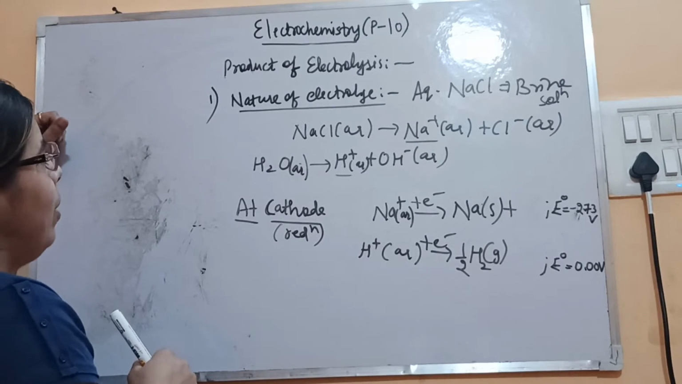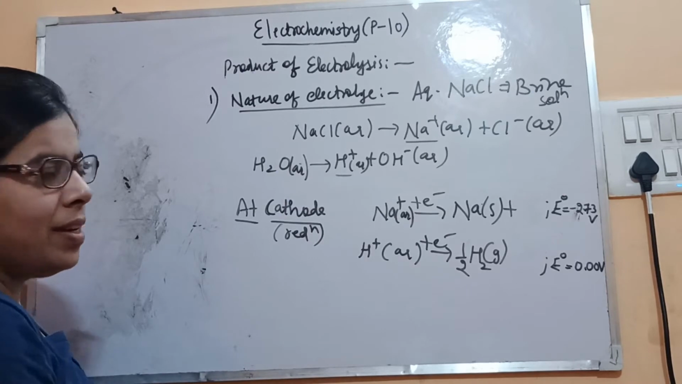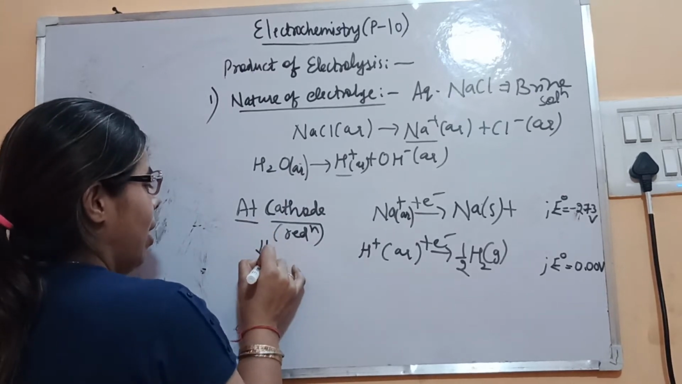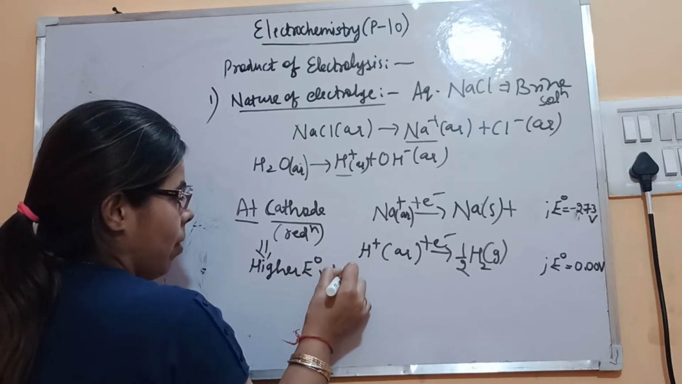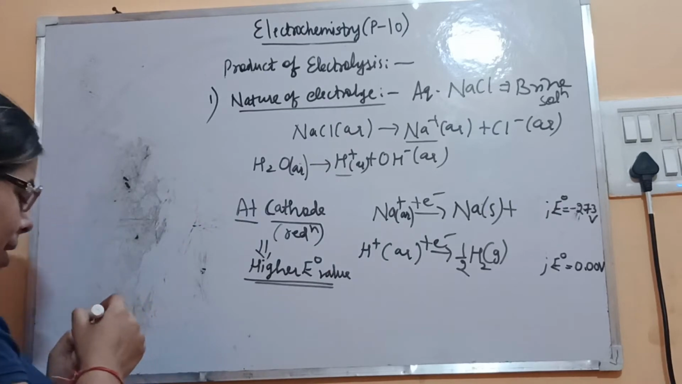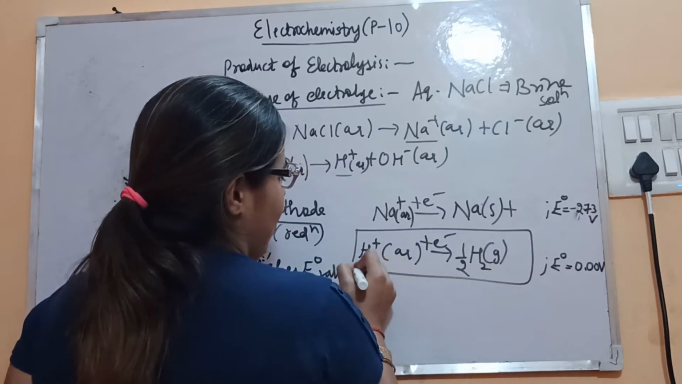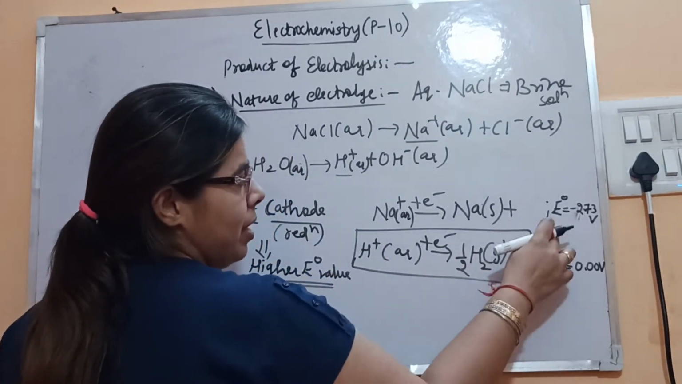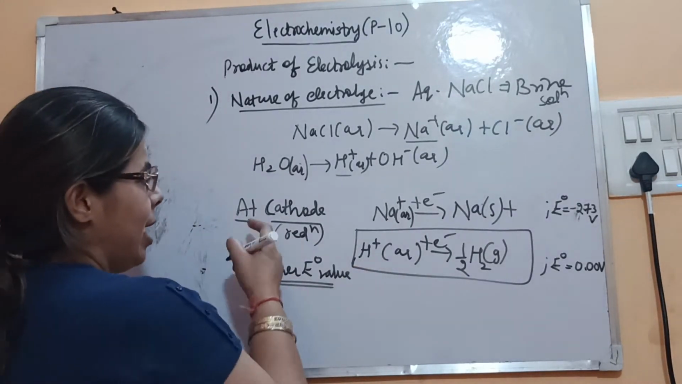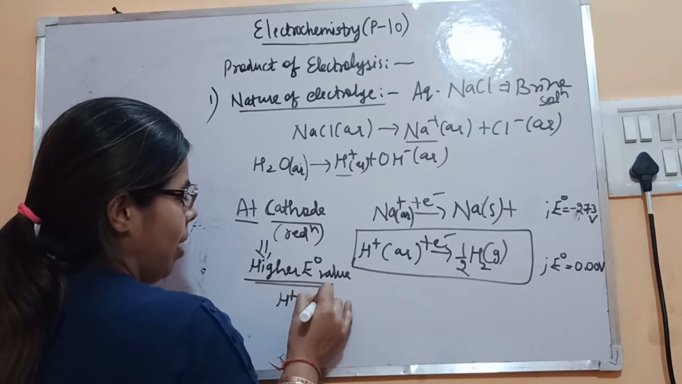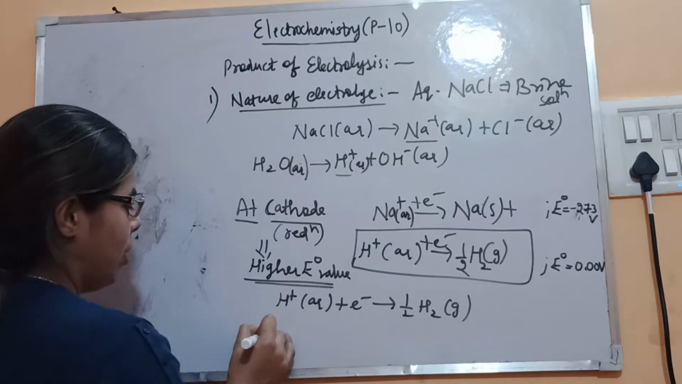And that is also the case in molten NaCl, that we will compare. So at the cathode, these two types of processes are taking place, and we know at the cathode, the product with higher E naught value is preferred. It means this reaction is preferred here because its E naught potential is more as compared to sodium. So hydrogen will get liberated at the cathode. So this is the reaction, H+ aqueous gives half H2 gas.